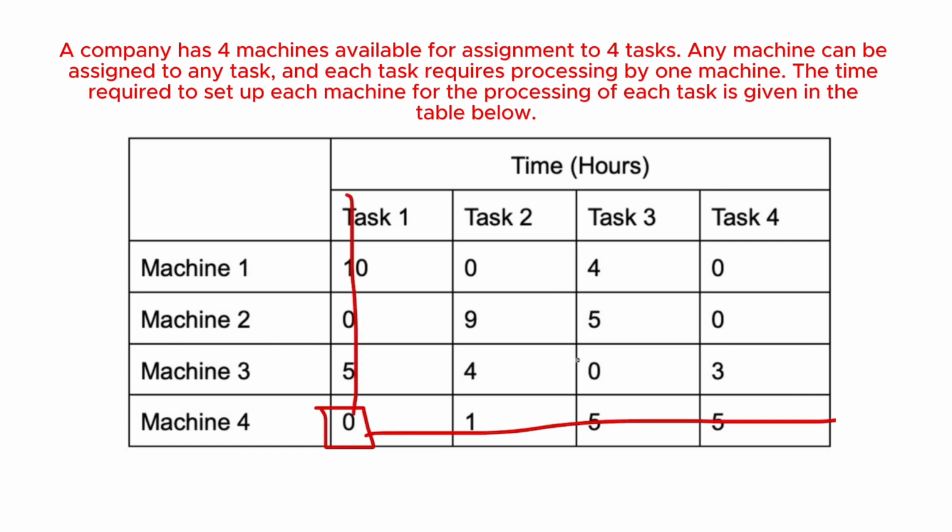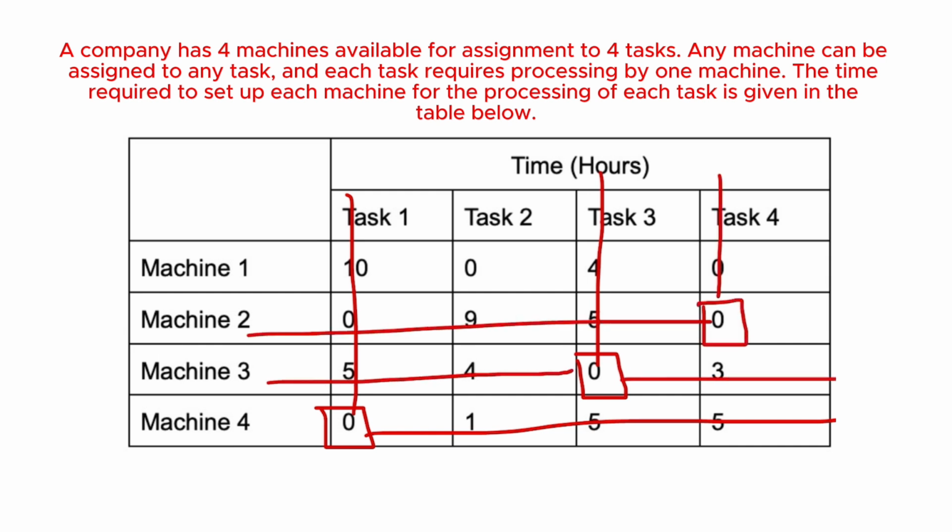After this, eliminate the row and column from the table. So now we will be repeating the same steps in the row of machine 3. So machine 3 will be in charge of task 3, and then we will eliminate that row and column. Then we will be repeating the same thing for machine 2 and machine 1 to make the final allocation.